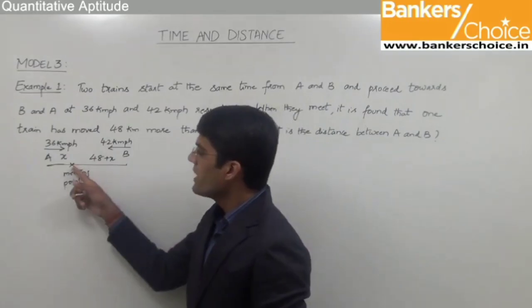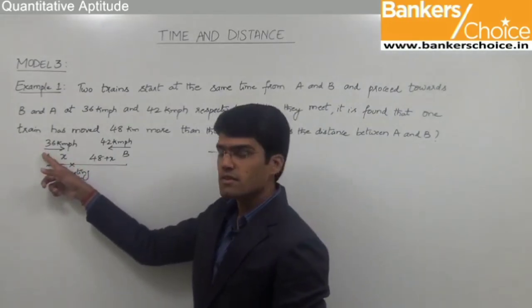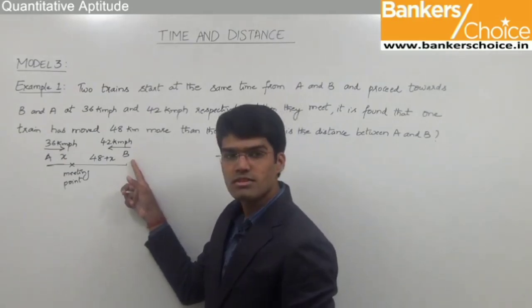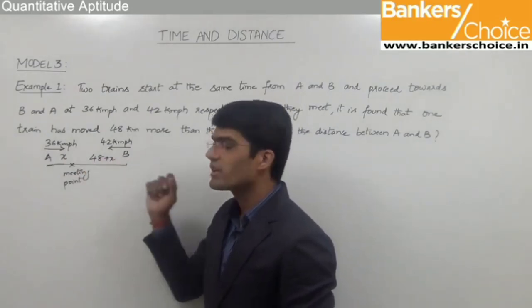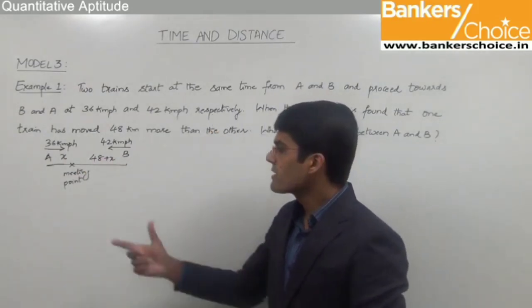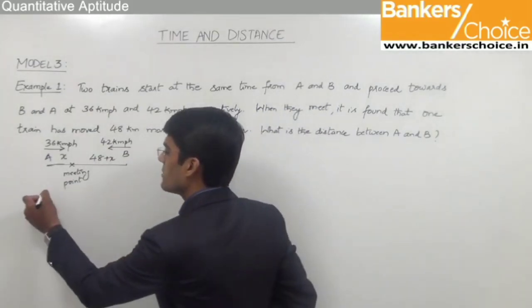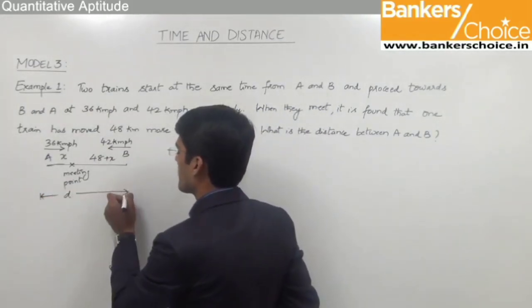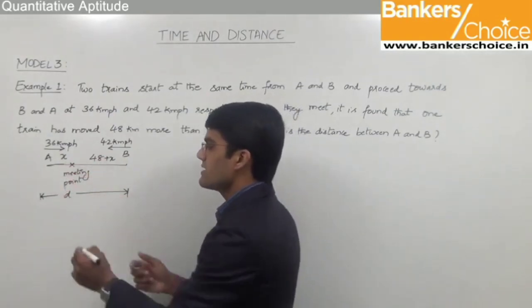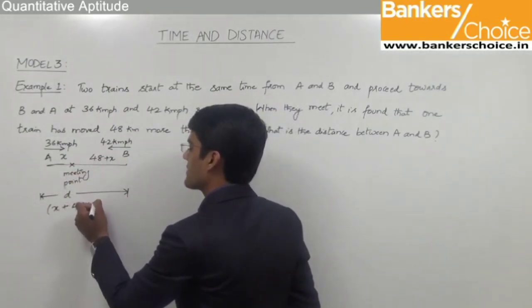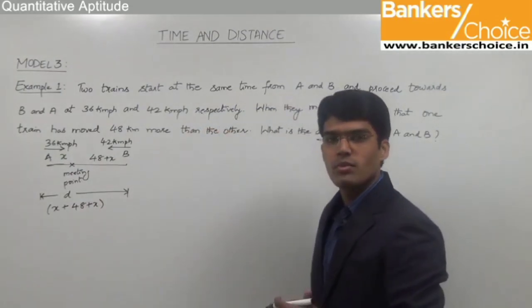So up to the meeting point, if the distance of the first train which comes from station A is x, then the distance of the second train which started from station B should be 48 plus x. We are supposed to find out the total distance between the two stations A and B. Let us assume that the total distance here is D. So as you can see, the total distance can be taken as x plus 48 plus x, which is nothing but 2x plus 48.